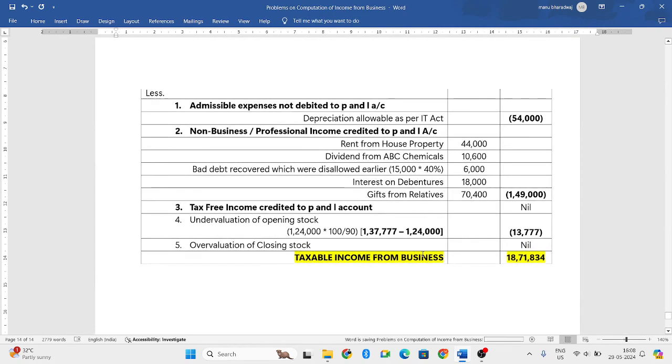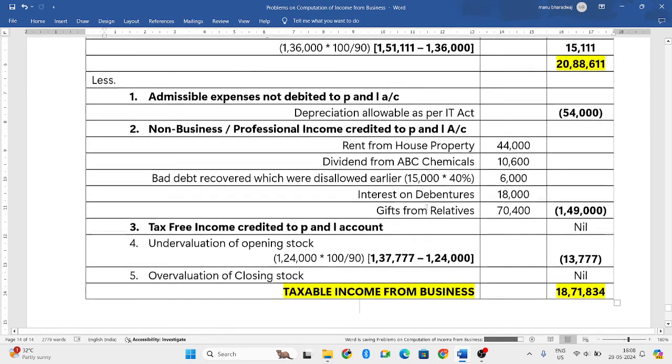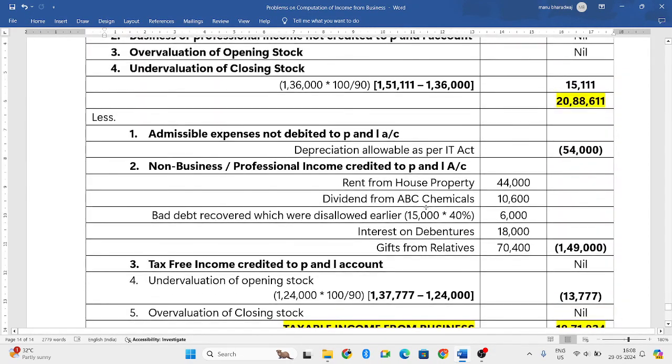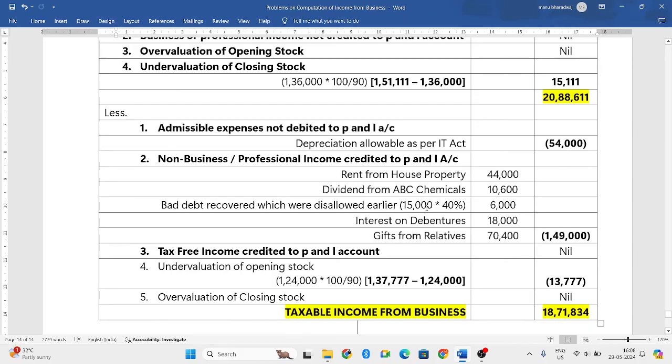So this is how we need to solve the problem. Hope you have understood how to solve the problem. In my further videos, I'll come back with some more problems related to taxable income from business.